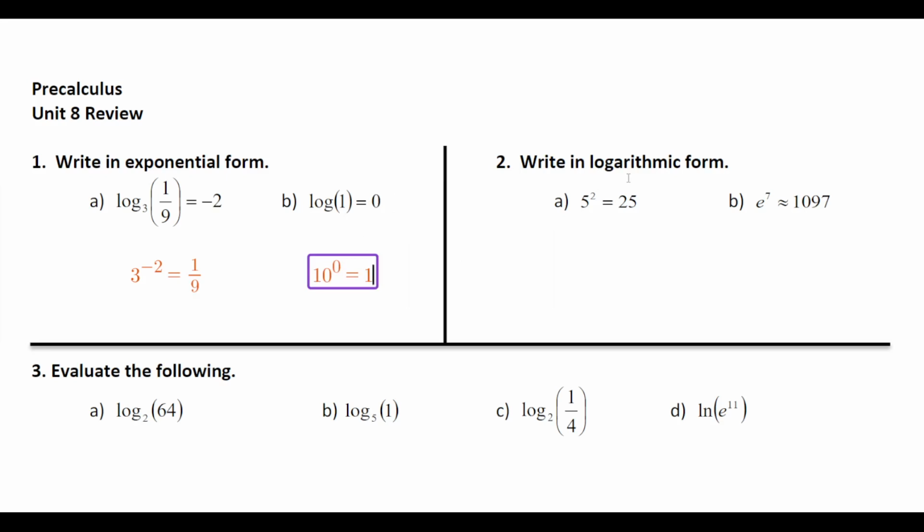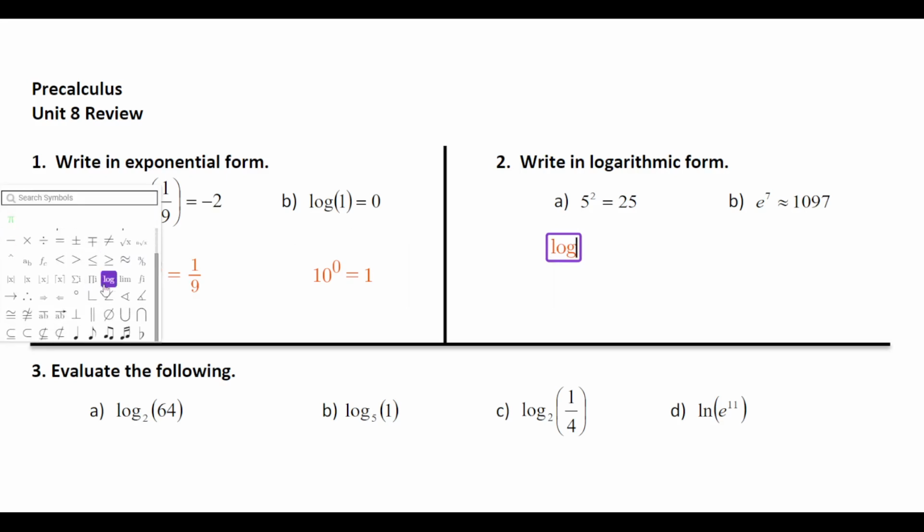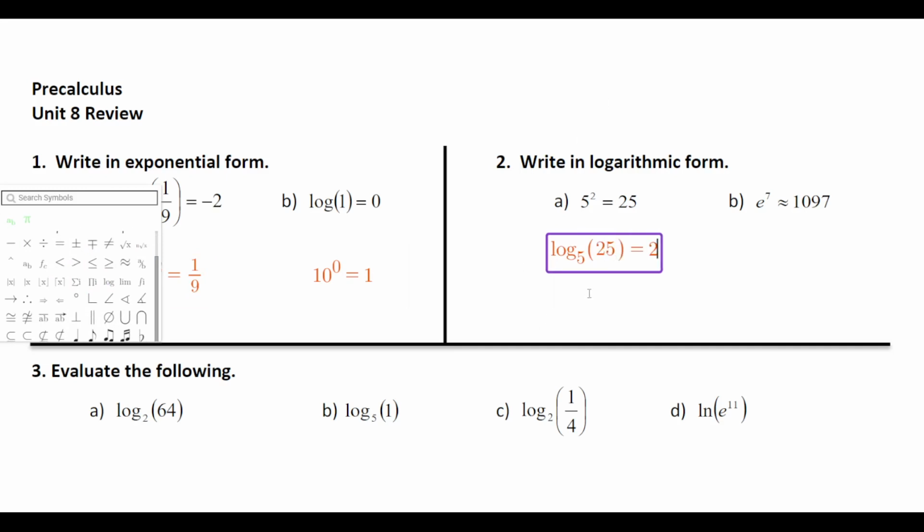Number 2, write in logarithmic form. We're doing the same thing, but just backwards here. So we're going to rewrite each of these in terms of logarithms. So here we can rewrite this statement as log base 5 of 25 is 2. So this is saying that 5 to the second power is 25.